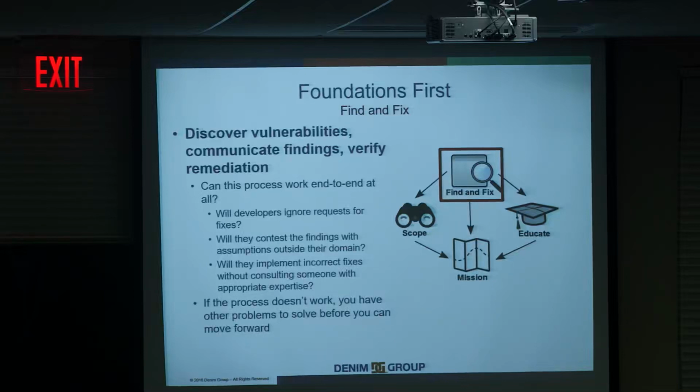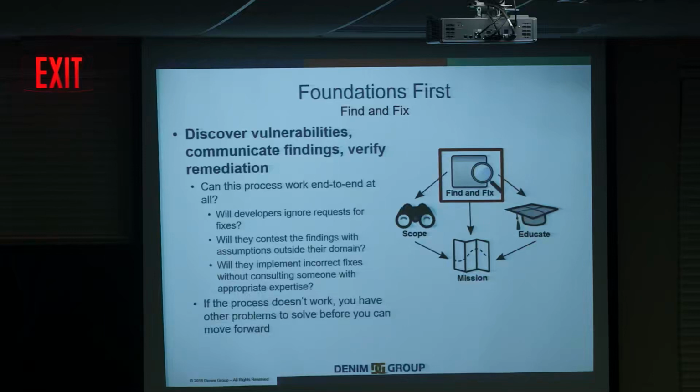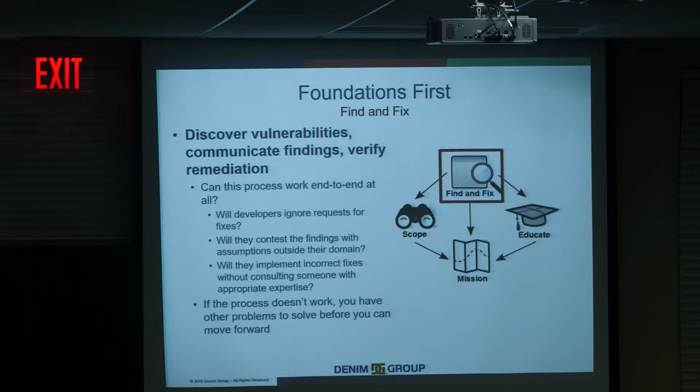Will they contest the findings with assumptions outside their domain? Are they going to say, well, yeah, but nobody's going to exploit this because there's a VPN connection? If a developer says that, well, the controls on the connection to your services are not your business. You need to assume that that's been compromised. And if you have to have those kinds of conversations, then this is intel you need right now. Will they implement incorrect fixes without consulting somebody with appropriate expertise? That's another piece of information we want to know. Do they know who they can turn to? Going through this process is going to teach us that. If the process doesn't work, you have other problems to solve before you can move forward. So this is one thing to make sure you have in order before you move on.